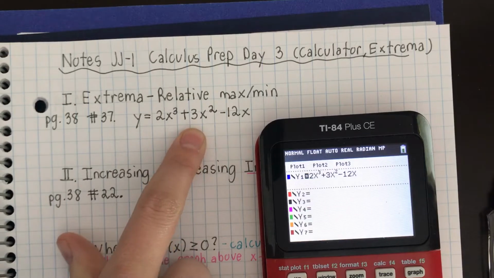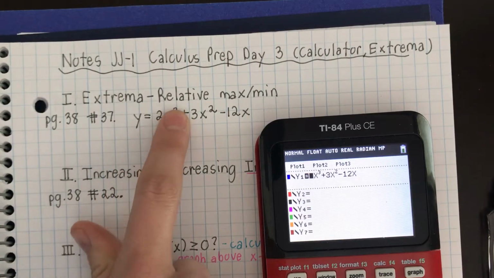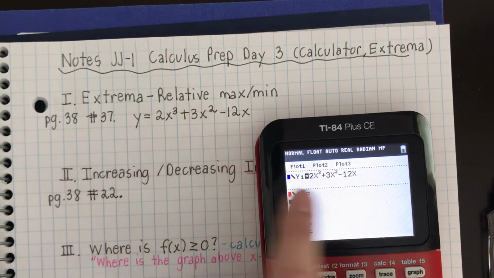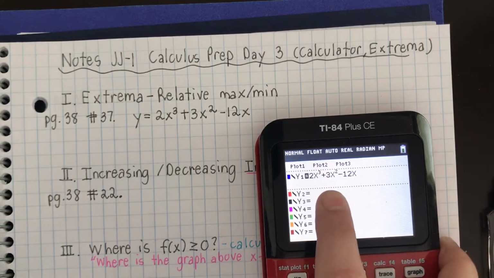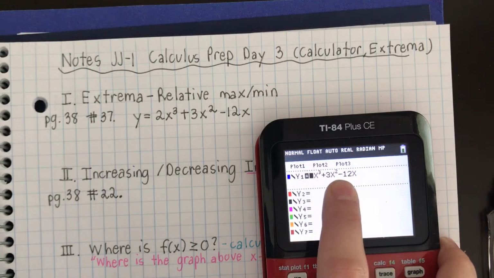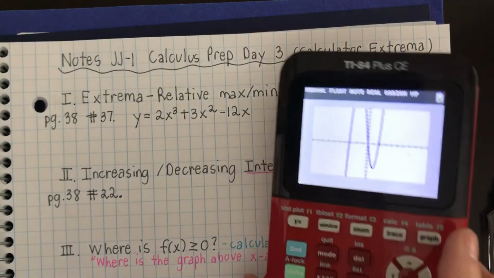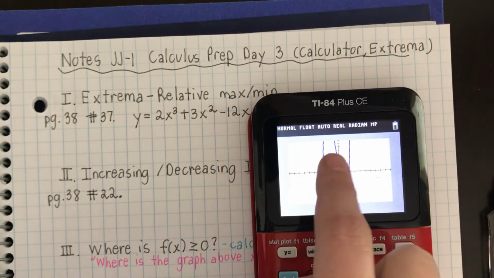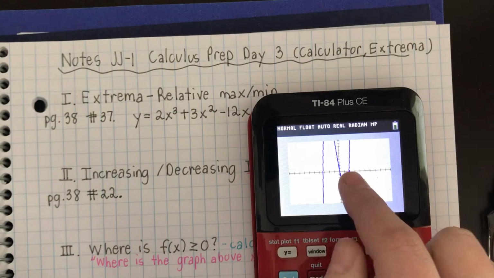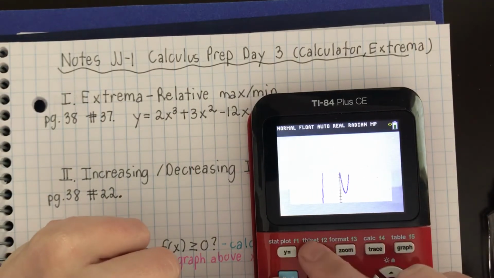You're asked to find any relative max or mins of the equation y equals 2x cubed plus 3x squared minus 12x. So I've already cleared my calculator to restore any settings, and I have then entered this equation into the y equals. Okay, so now I'm going to look at the graph, and you can see my relative max goes outside of the window that I have. Remember, I cleared my calculator, so this is just the original setting for the window.